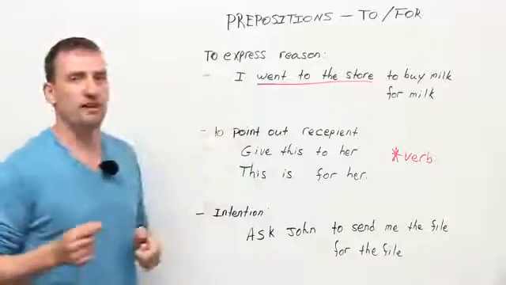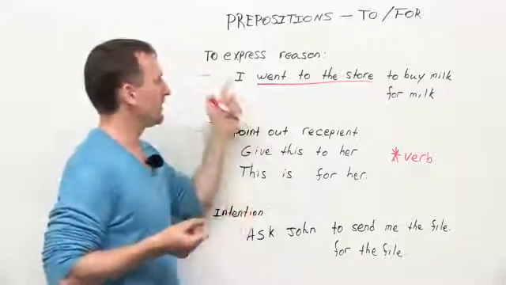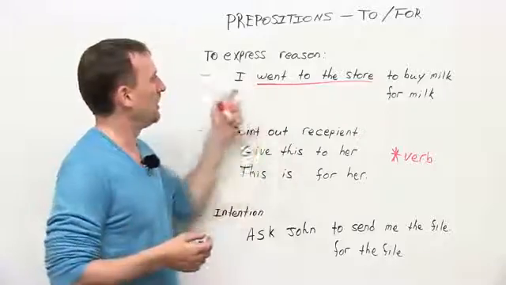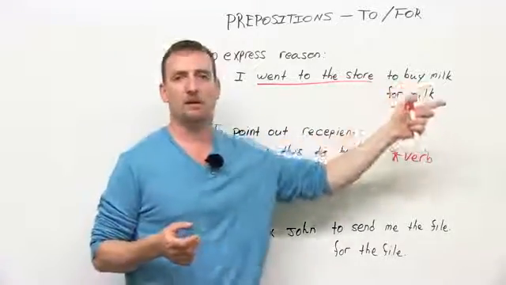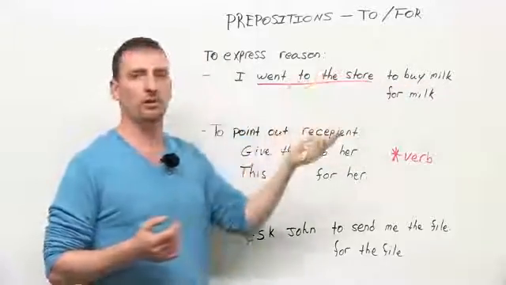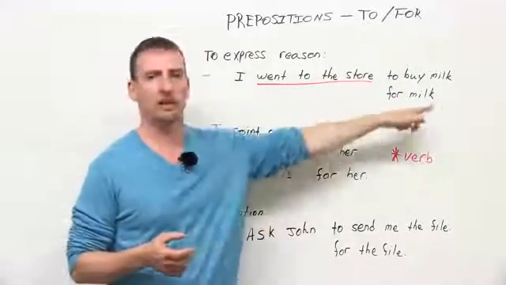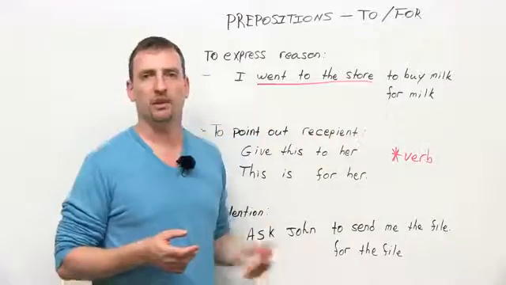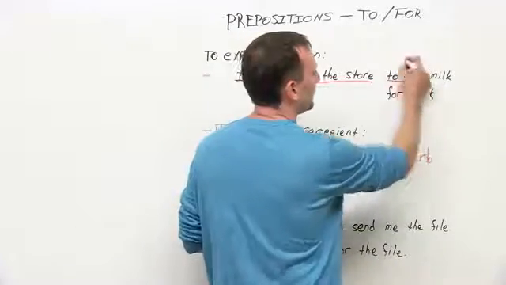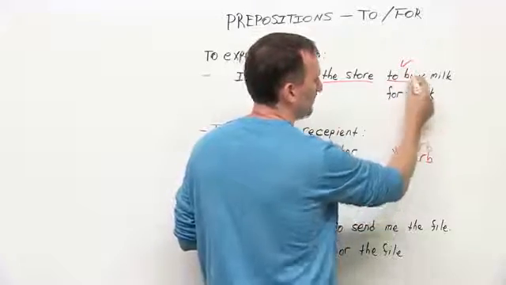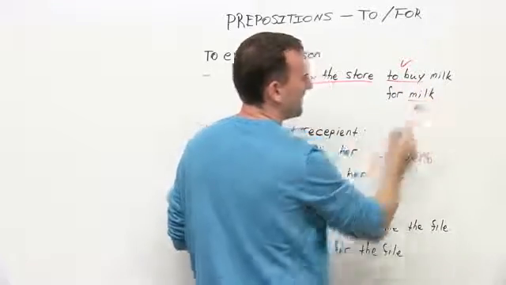If you want to express a reason, then you're going to use to or for. I went to the store. Why? To buy milk. I went to the store. Why? For milk. What's the difference between these two? Should be very clear, I think. Here, I have a verb. Here, I'm only talking about the noun.